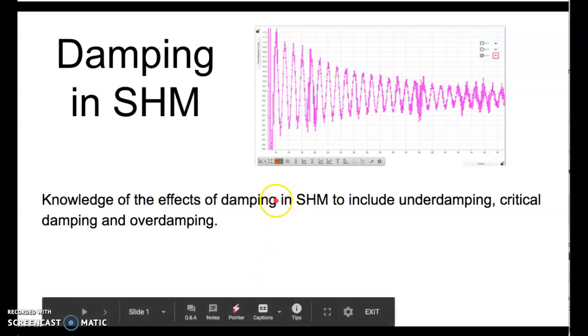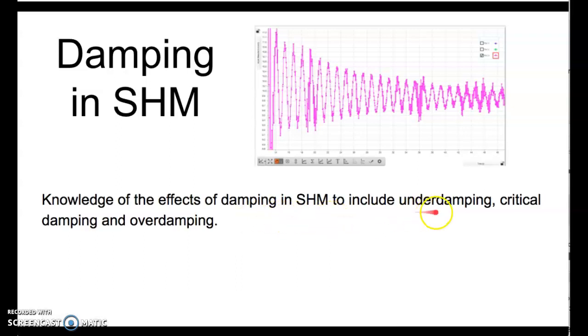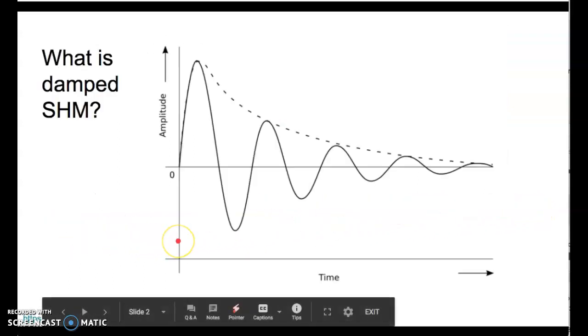So, damping in simple harmonic motion. You need to be able to know the effects of damping, including these terms: underdamping, critical damping, and overdamping.